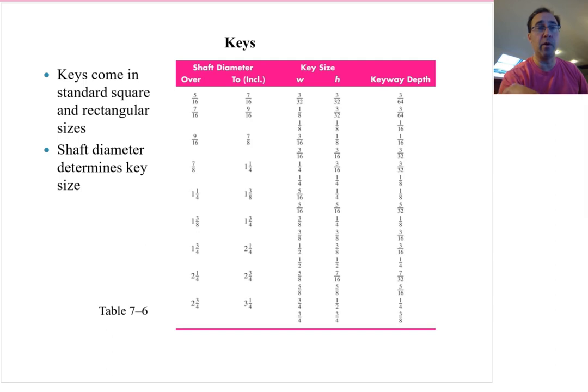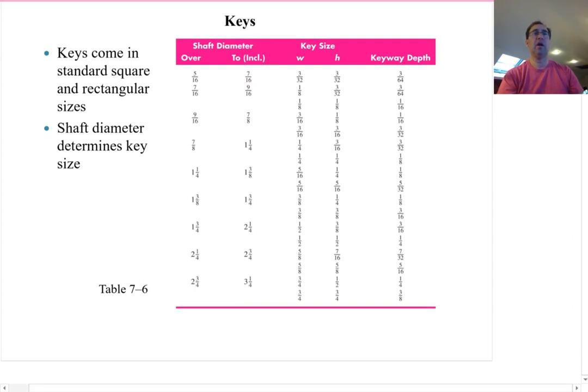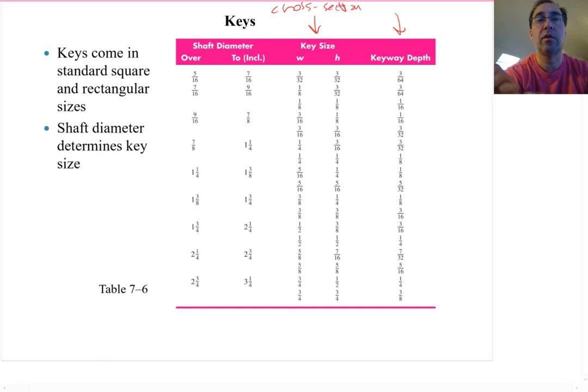So as I said before, it goes by shaft diameter, and there's a range here. If you want to size a key and the keyway depth, these are the two things we're trying to determine: what cross section, so this is the cross section here, and of course then the keyway depth. So that's not the length.